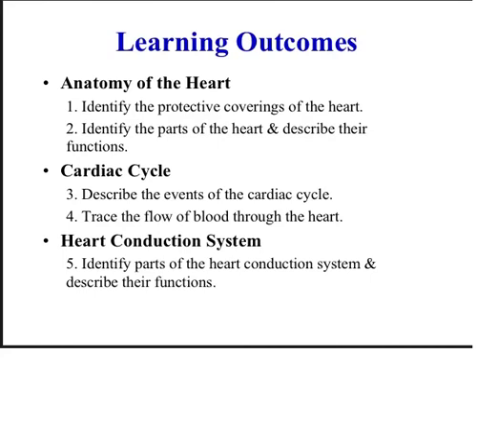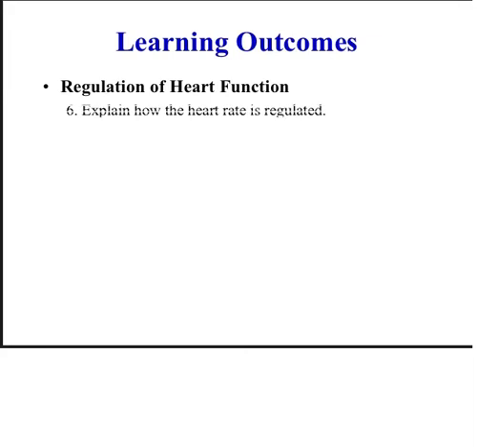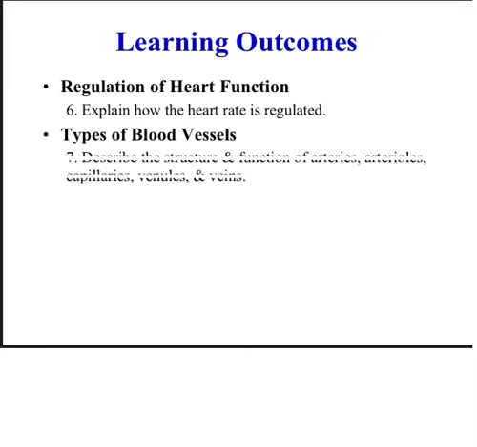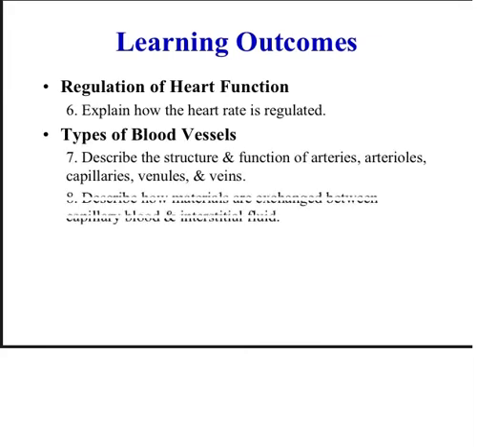And we'll talk about the cardiac conduction system, which is what the heart uses in order to synchronize when and where it pumps. We'll explain how the heart rate is regulated. We'll talk about the different types of blood vessels: arteries, arterioles, capillaries, venules, and veins, their physical characteristics, and also their location in the body and the direction of blood flow in these vessels as well. And we'll describe how materials are exchanged between capillaries and interstitial fluid.